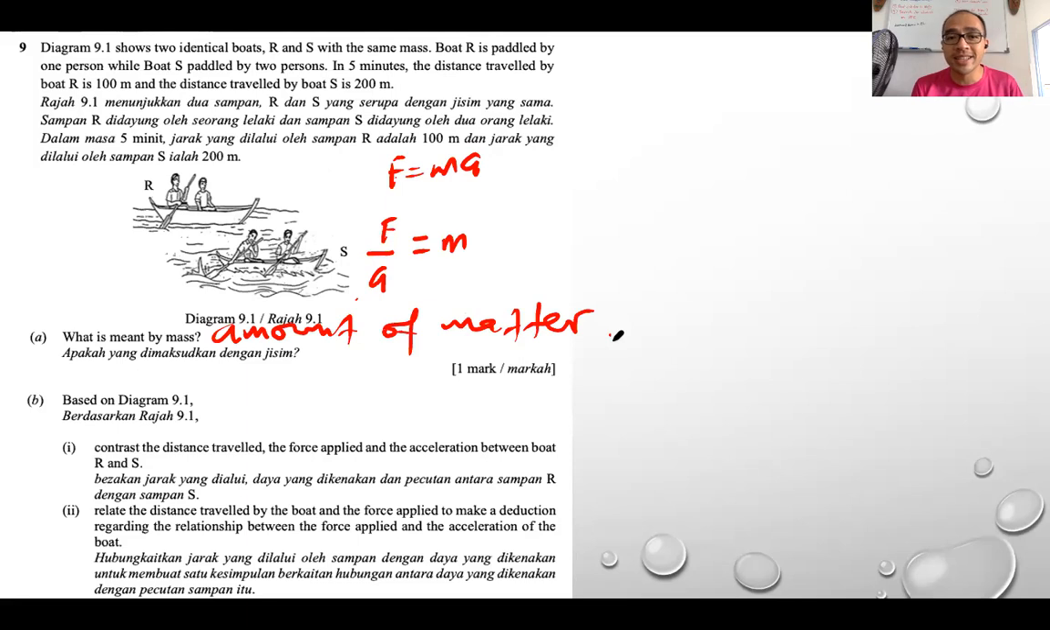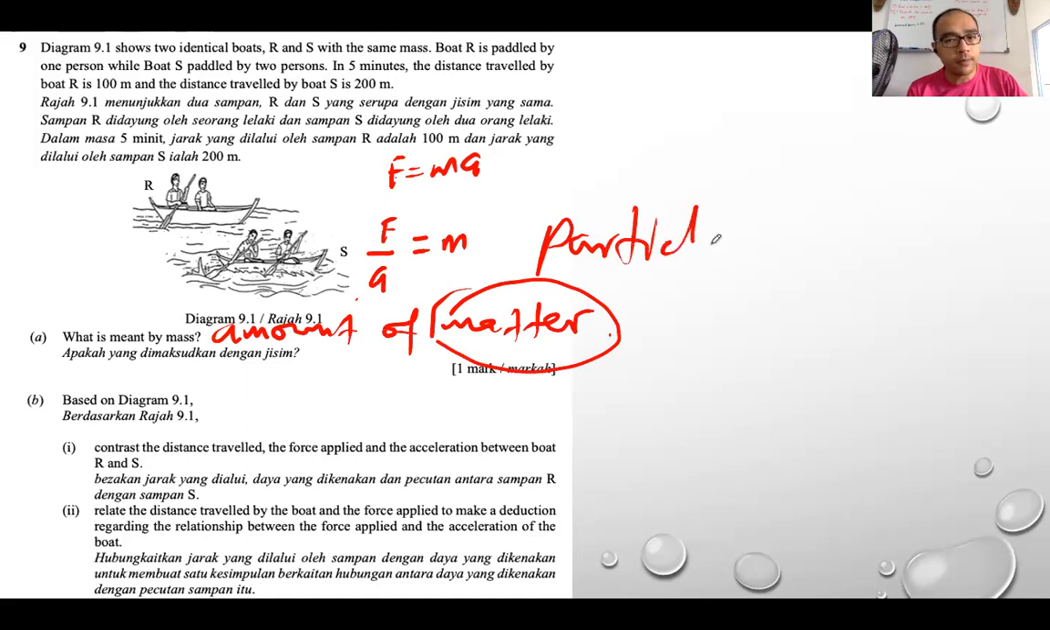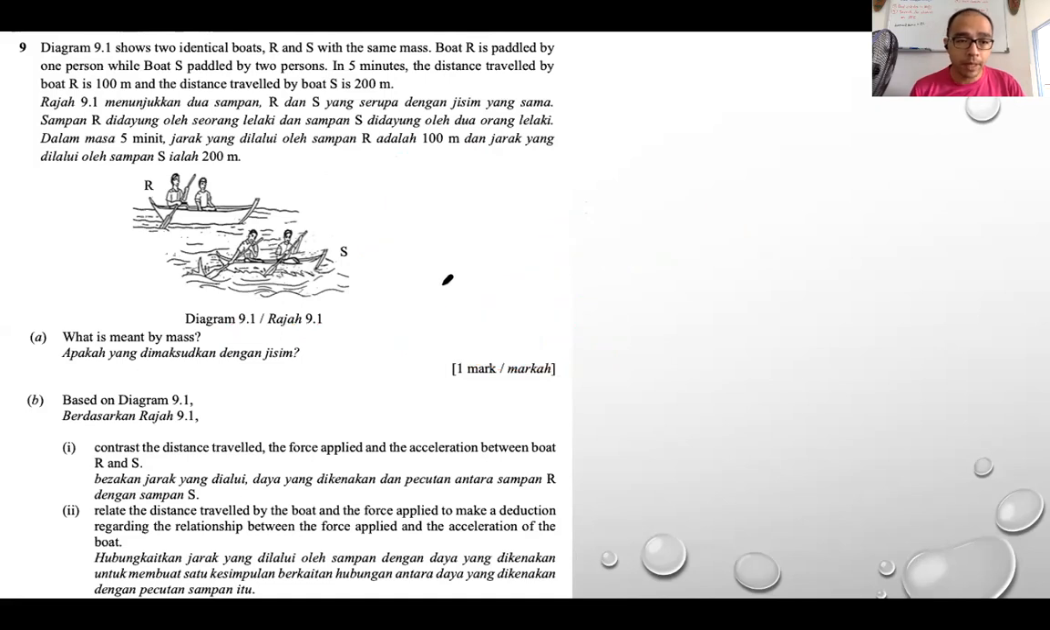Jumlah jirim dalam satu jasad. Amount of matter in an object also can. But the key word is just mass is the amount of matter. How much matter is in the object, which is why mass doesn't change wherever you go. You go to Jupiter, you go to Mars, your mass is the same because you have the same amount of matter. Some of you, instead of writing matter, wrote amount of particles. I probably would have given you correct, but actually it's technically not correct, because it's not just particles. Dust is also particles, but we're not talking about dust particles. We talk about matter. Matter is more important.